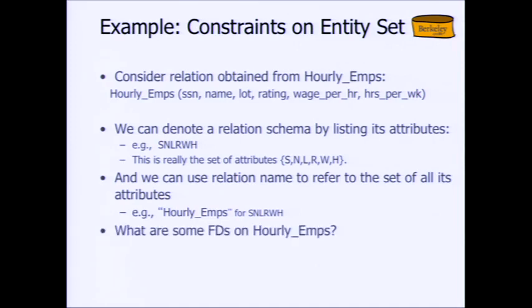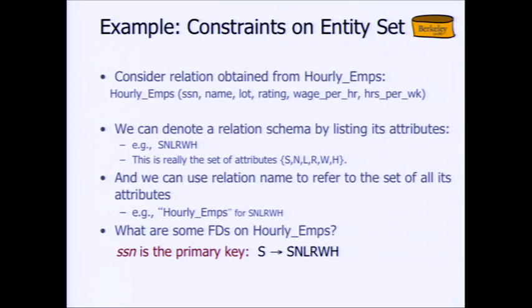Okay. So what might be some reasonable functional dependencies on HourlyEmps? Well, social security number is the primary key. So here is a functional dependency: S determines SNLRWH. S determines all the attributes. Two tuples that match on S must match on everything. Now, since it's a relation, if they match on everything, there can't be two such tuples. There can only be one. That's the whole idea of the relational model. This is all pure relational model, so no duplicates. So there can't be duplicate rows.